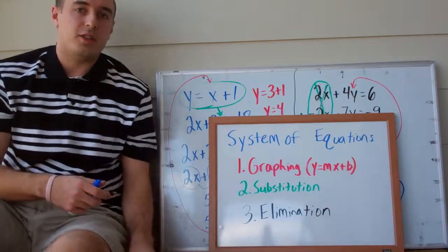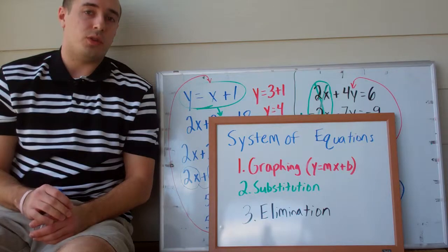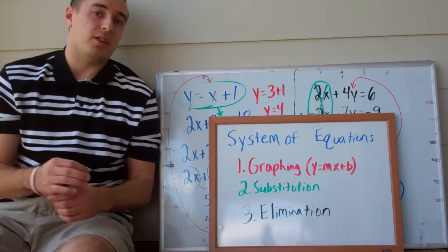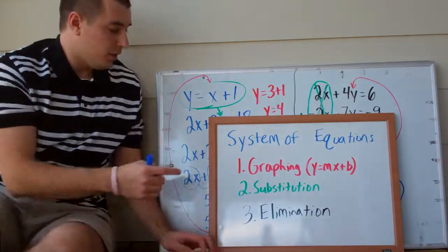Hello everyone. Today we are talking about systems of equations. Systems of equations are when you have two equations where you're trying to figure out what the missing values represent. We have three methods we can use when doing this.